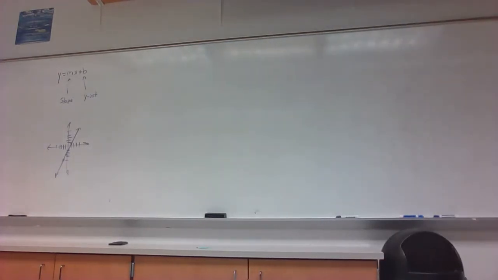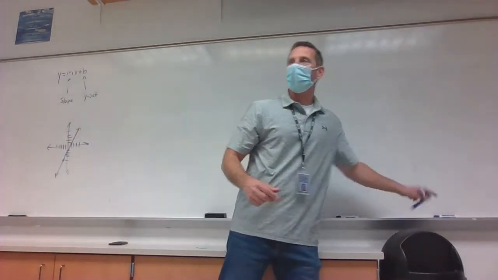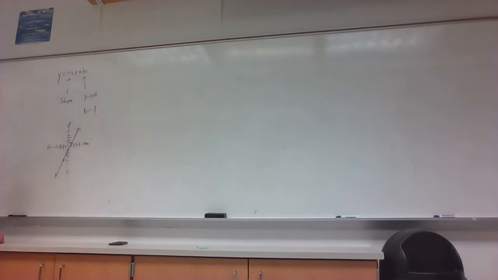So we're still looking for the same two things: slope and y-intercept. The y-intercept is just where it crosses the y-axis. So when we look at this, where is this line crossing the y-axis? Daryl, where's it crossing the y-axis? Down 1, so it's a what? Negative 1. So our y-intercept, B, in this equation is negative 1.